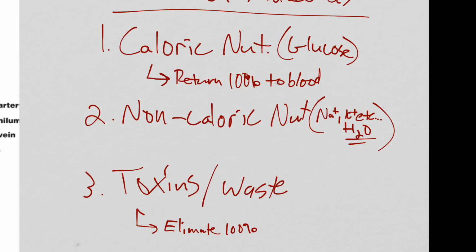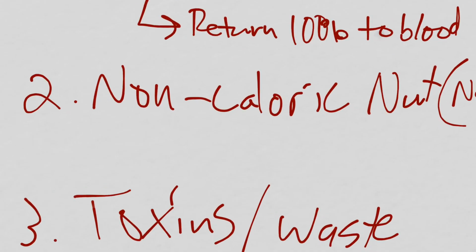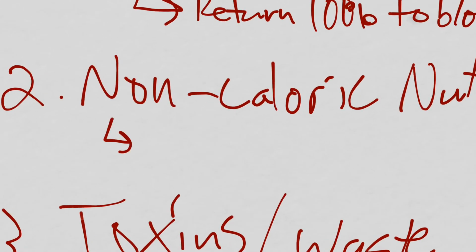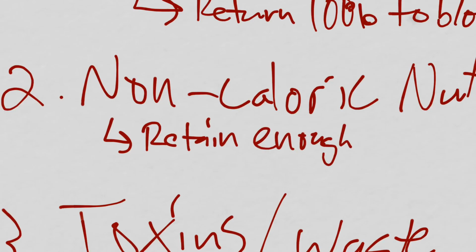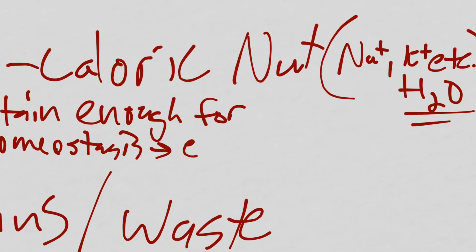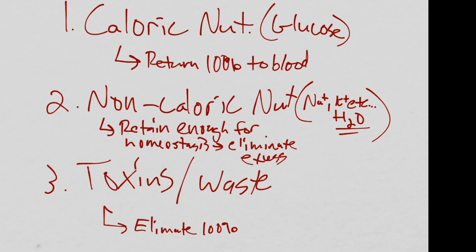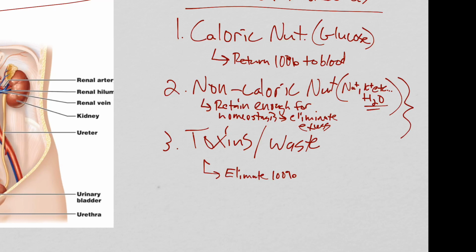But for the most part, if you take in too much of these things, which you normally do if you have a halfway decent diet, your kidney has to try to maintain homeostasis. And so we'll say for these, the rule is retain enough for homeostasis, and then eliminate the excess. That means that this category has to have control mechanisms.